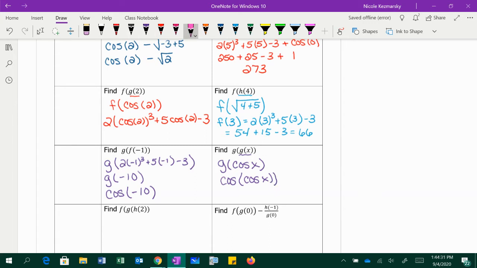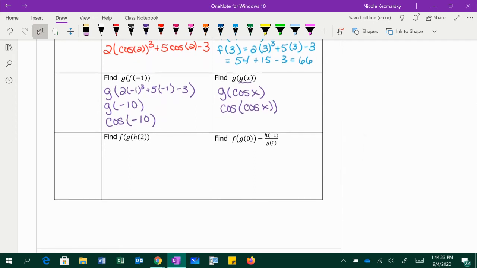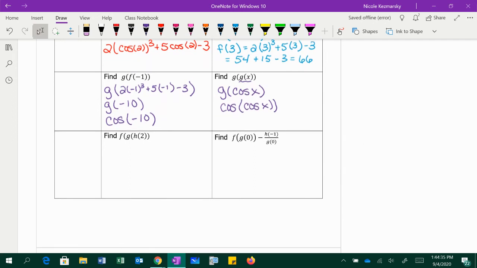Let's try f of g of h of 2. So now we're just continuing with this composition of functions. So we're going to start from the middle. We're going to start with h of 2. So I'm going to leave the f and the g alone. H of 2 is going to be square root of 2 plus 5. 2 plus 5 is 7, so this just became f of g of square root of 7.